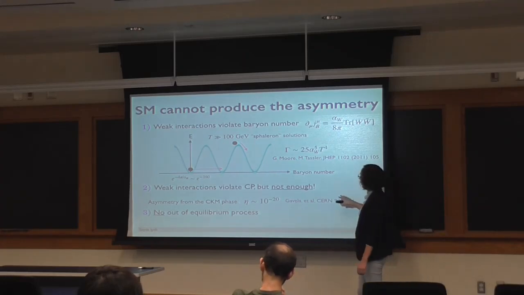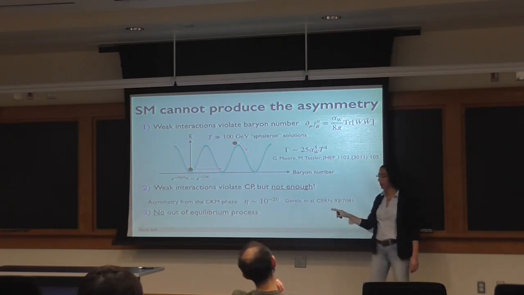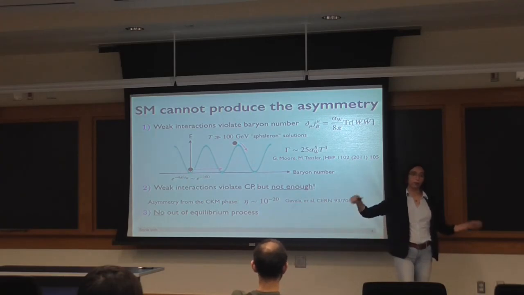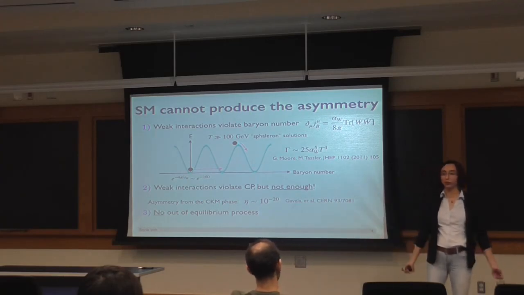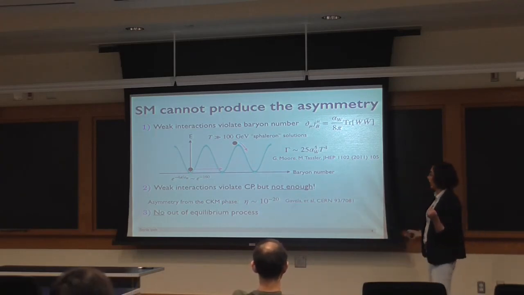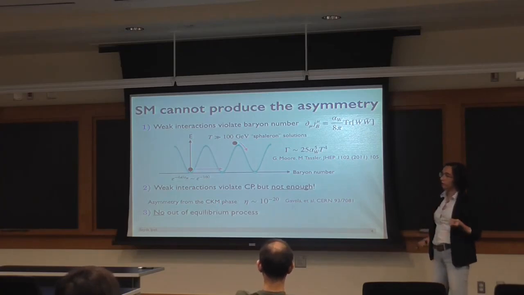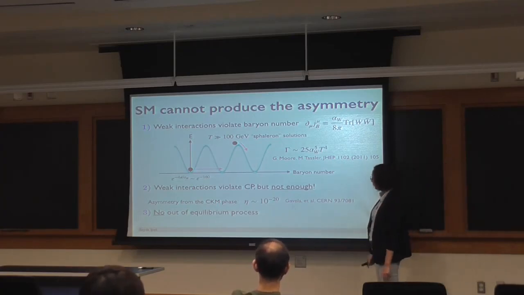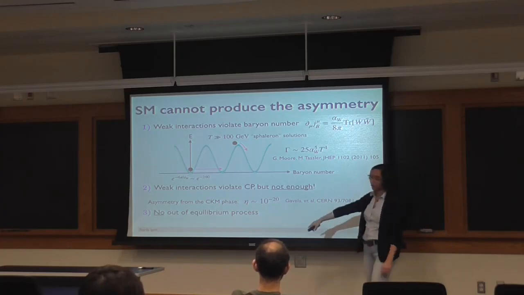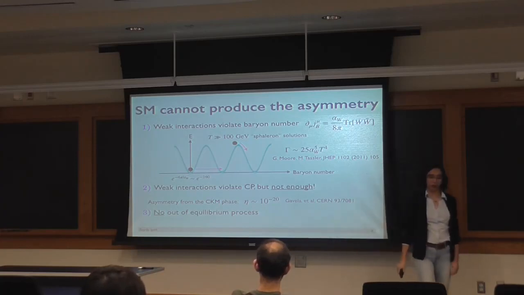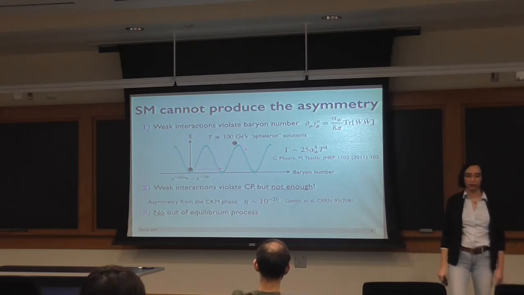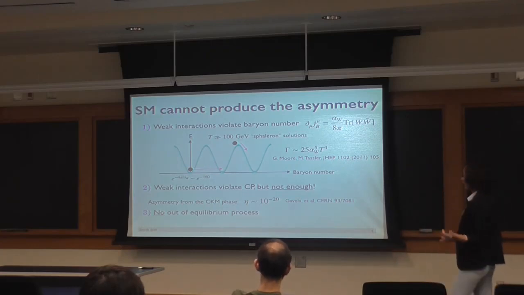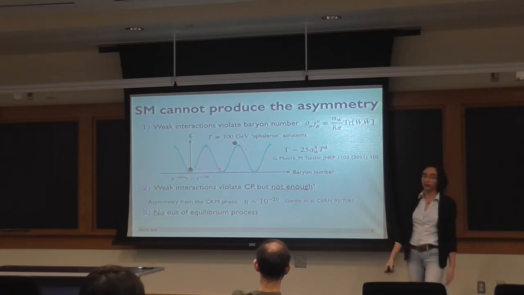So if you do a back-of-the-envelope calculation, it can only give you an asymmetry of 10 to the minus 20. And remember, the measured asymmetry is 10 to the minus 10. So the standard model CP violation is 10 orders of magnitude smaller, basically, than what we need. And the third Sakharov condition, the need for a process that goes out of thermal equilibrium, is definitely not satisfied in the standard model. There are no out of equilibrium processes.